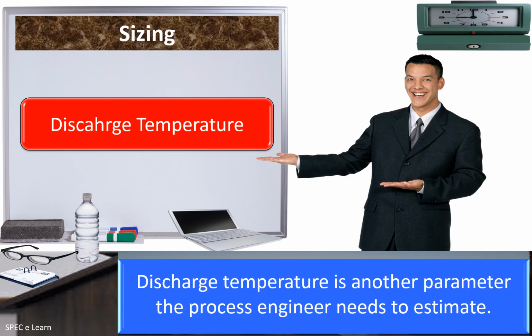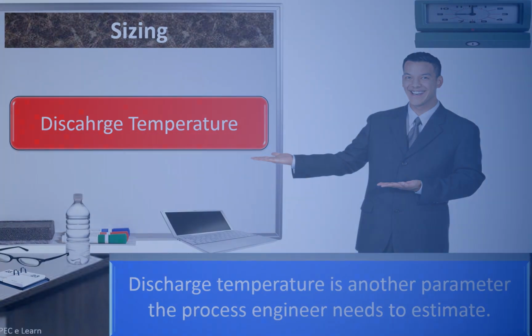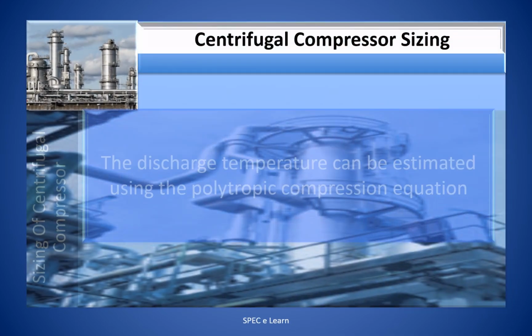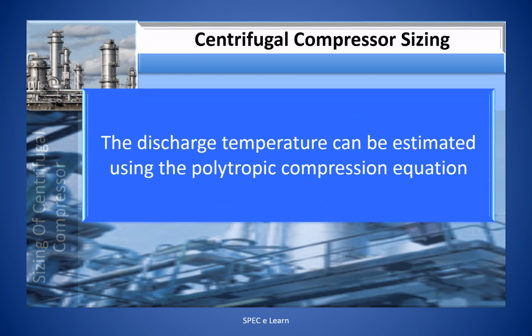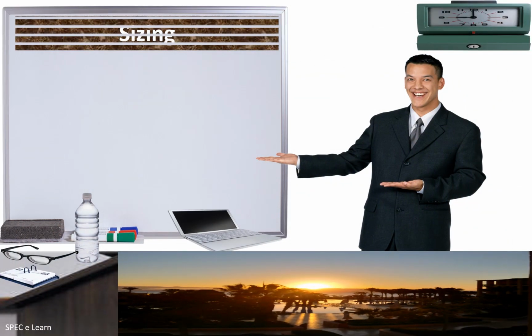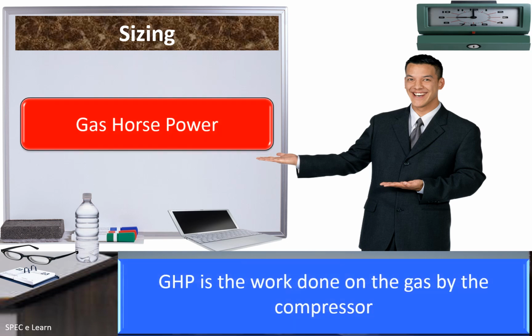Discharge temperature. Discharge temperature is another parameter the process engineer needs to estimate. The next parameter to be specified is the gas discharge temperature of the compressor. The compressor discharge temperature can be estimated using the polytropic compression equation as shown here. Gas horsepower, GHP, is the work done on the gas by the compressor.